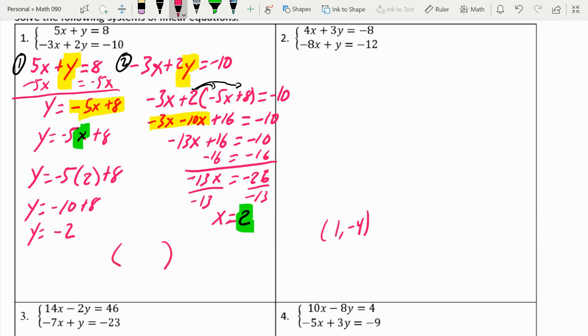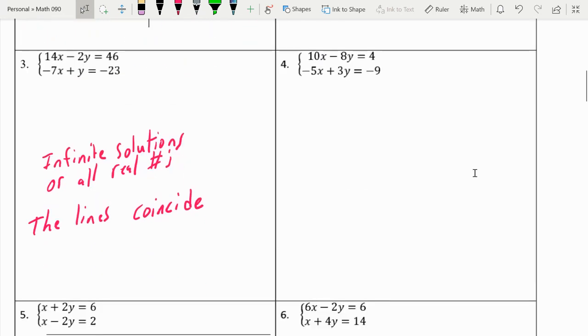Now, when you're writing your solution, remember this is where these two lines cross. This is the solution to these two equations. Remember the x goes first, then the y. Don't screw this up. 2, negative 2. All right, so for number 2, there's the answer.